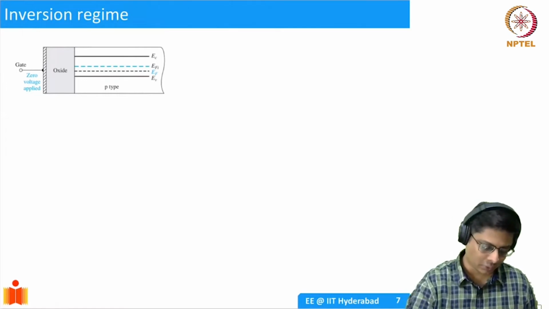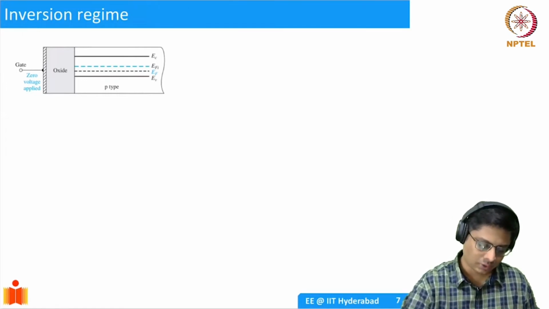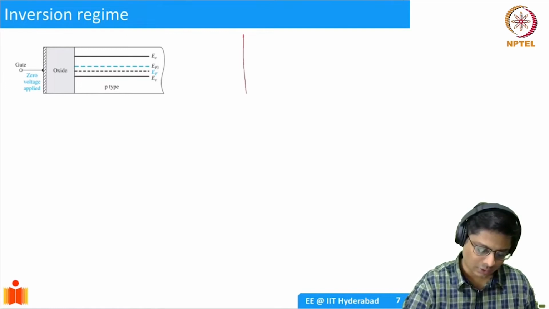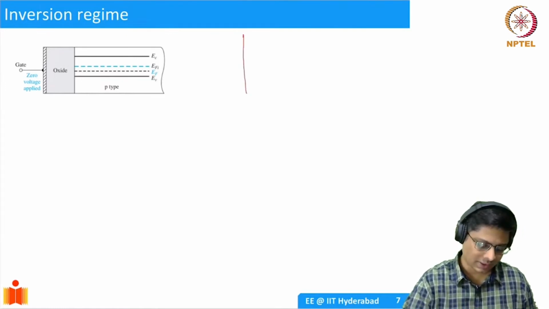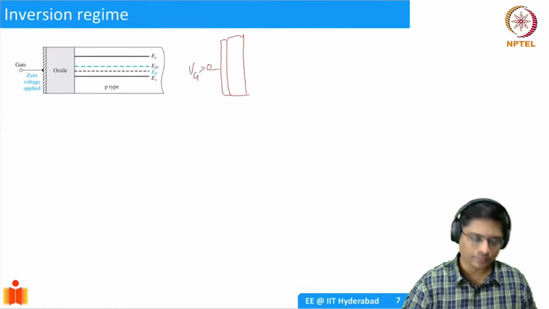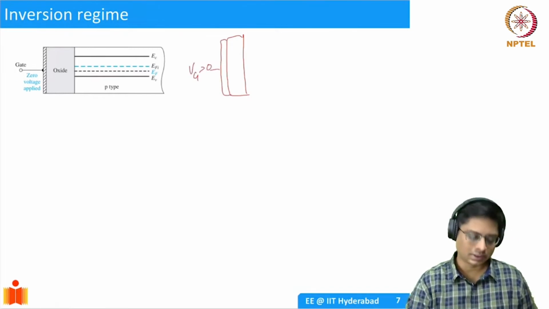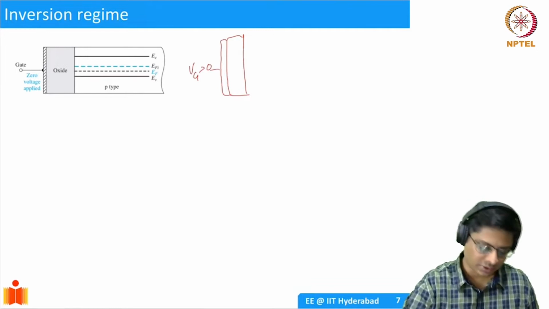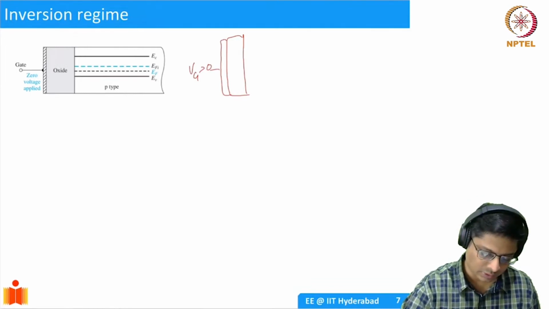And if you apply a positive voltage, I'll not draw the bands in the oxide and gate. Let's say this is VG. There is an oxide and then there is a metal, and then I apply a VG greater than 0. So we saw that the positive voltage will repel the holes in a P-type substrate and then cause a depletion region. This is what we saw so far.